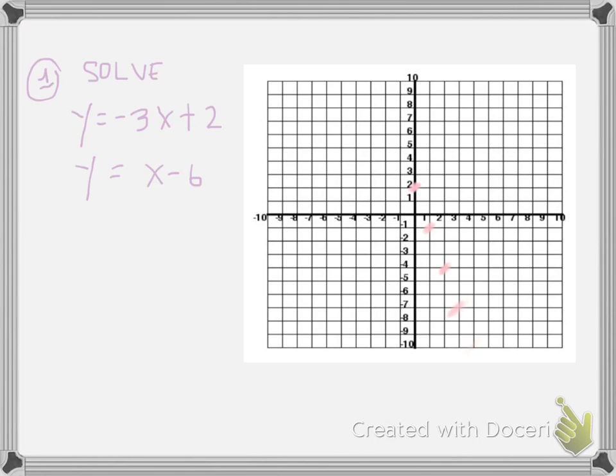Up 3, over 1. Now let's do the second one. It's y equals negative 6, so it's down here at negative 6, and it's got a slope of 1. So we're up 1, over 1, up 1, over 1, and we could keep going, right?